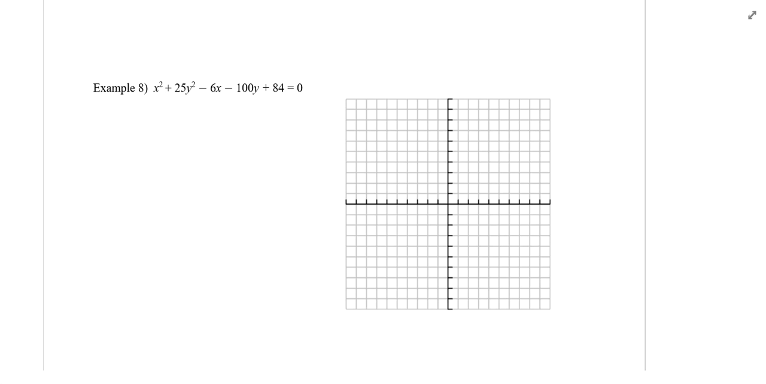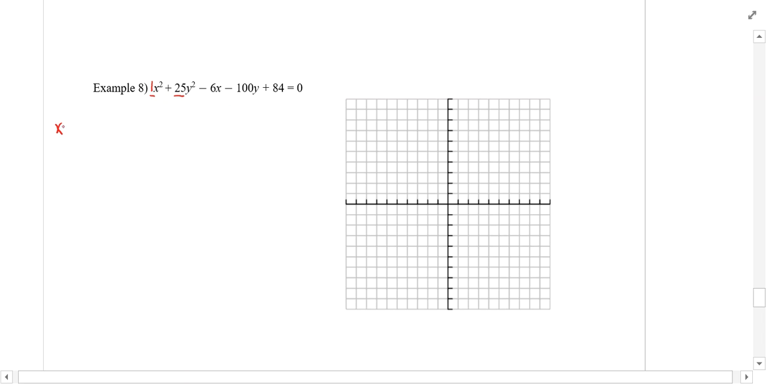And I can tell right off the bat that it's an ellipse because I have different coefficients. See how I have a 1x squared and a 25y squared? Those different coefficients are telling me I'm going to end up heading different amounts in either direction. Okay, but the same process is still going to come into play. I'm still going to organize my x's together, and then I'm going to organize my y's together. And I'm also going to take that constant and move it to the other side.